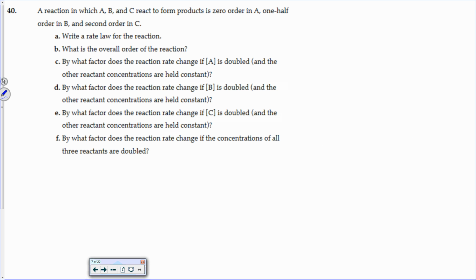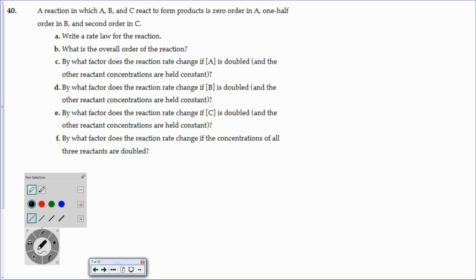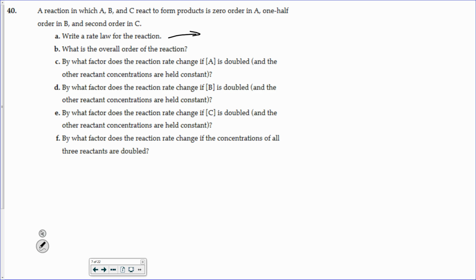All right, problem 40 says you've got a reaction that's got A, B, and C react to form products. It's zero order with respect to A, it's half order with respect to B, and second order with respect to C. So just for the practice of writing these, we're going to look at some things that are non-zero, first or second, but I'm not going to test you over it, but we can work this problem. We still need to see the other parts of it.